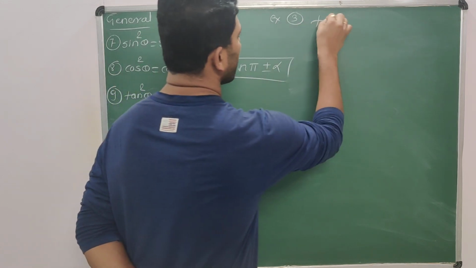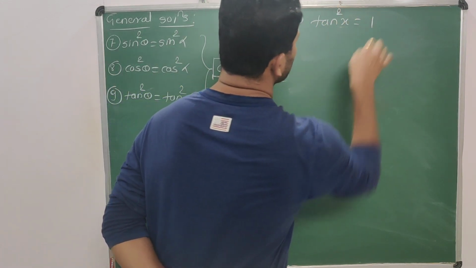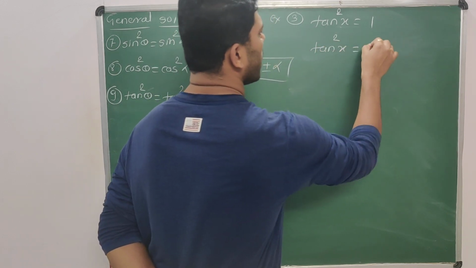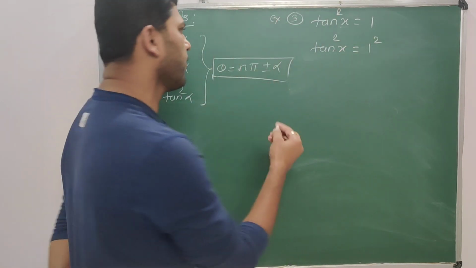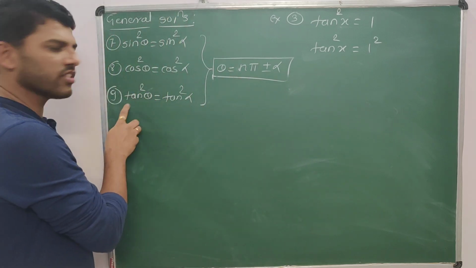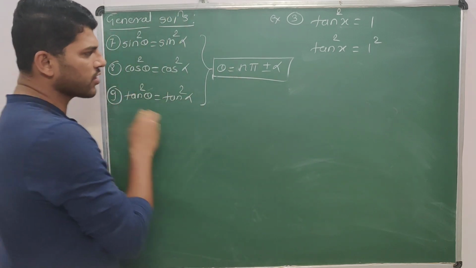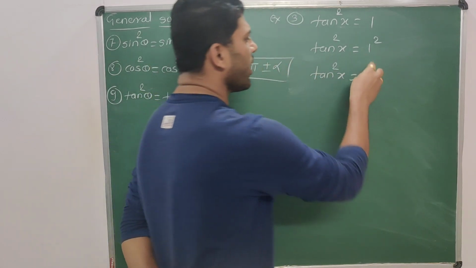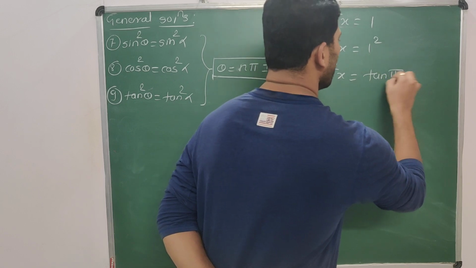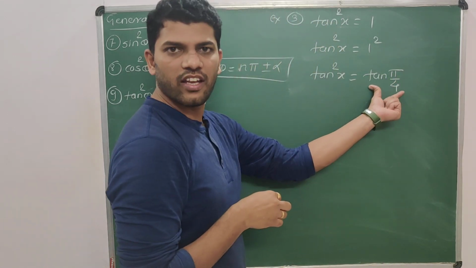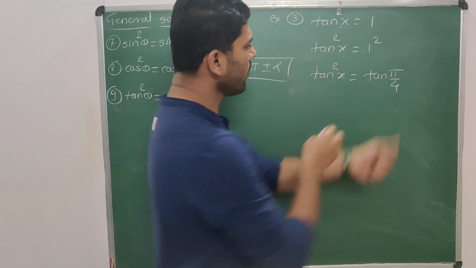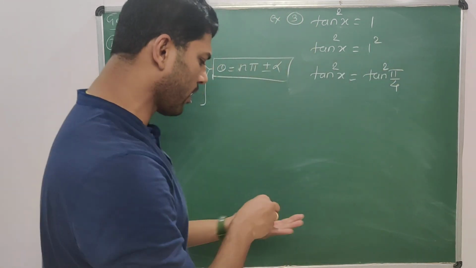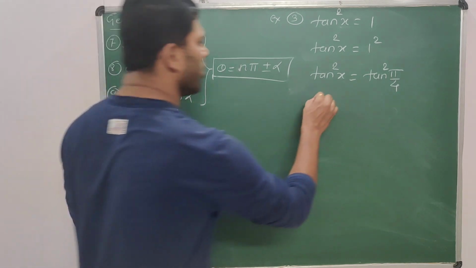Let's see the next example. What if it is tan square x equal to 1? Now in this tan square x, we can express this 1 as 1 square. 1 square is 1. See, according to this structure, if tan is on LHS, tan must be on RHS. So how can we convert this 1 into tan? Simply substitute tan 45 degree. Tan 45 is 1 and there is a square present, so we can express it as tan square pi by 4. So this is the structure that you have to apply.